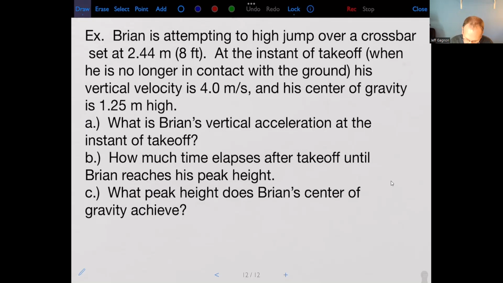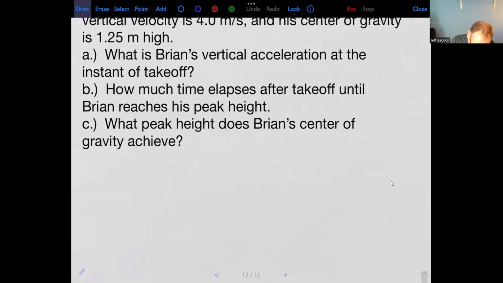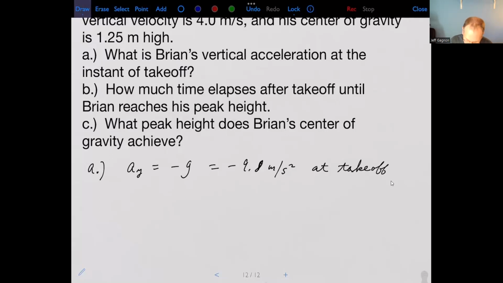So part A, it's kind of a trick. It's not really a trick question, but the vertical acceleration is simply going to be minus g, right? Because Brian is acting as an object that's in free fall motion. So a_y in this case is simply going to be minus g, or minus 9.8 meters per second squared at takeoff, right? Just after his feet leave the ground, the only force acting on Brian is gravity. So the acceleration is negative 9.8.